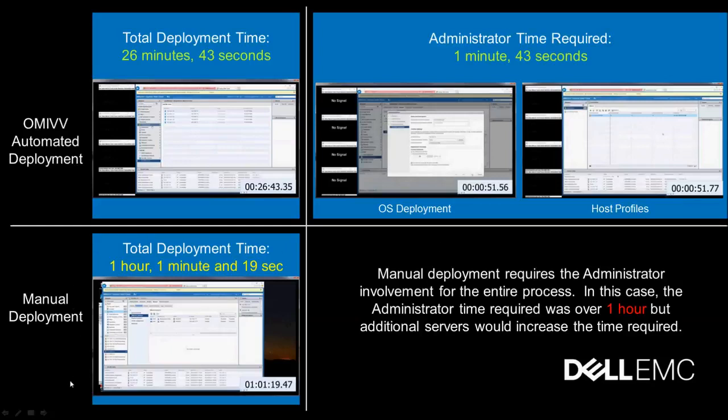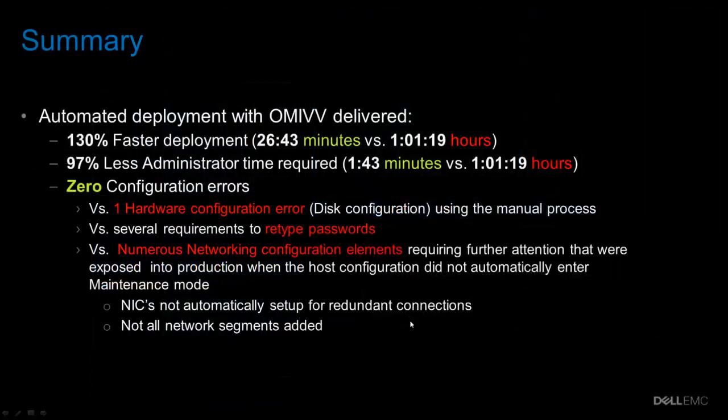Compare that now with the manual deployment. Doing the same 4 servers took a little over an hour, 1 hour, 1 minute, and 19 seconds. And the administrator time was the same because the administrator had to be available for that whole hour to be able to hit the enter button, to enter the passwords as appropriate, and to enter the information to bring that host into the ESX environment. So very, very time consuming, but using automation greatly reduced the impact of that.